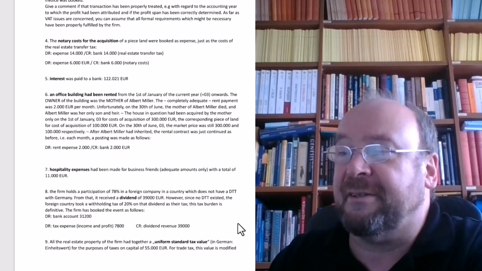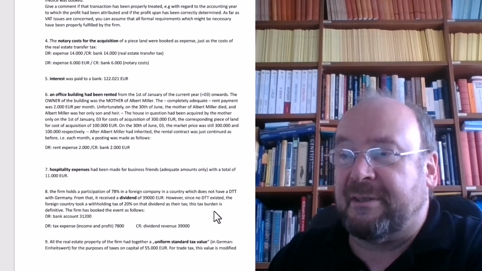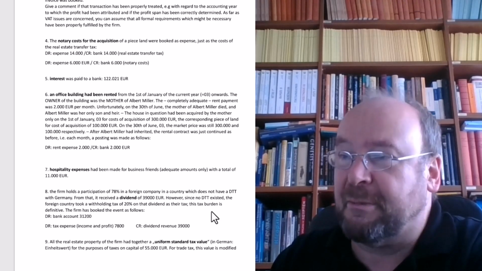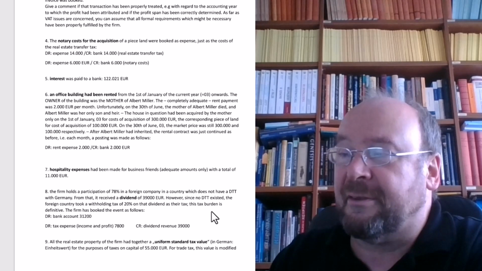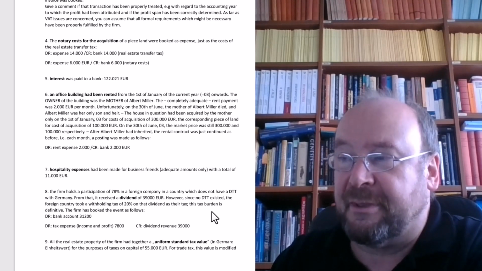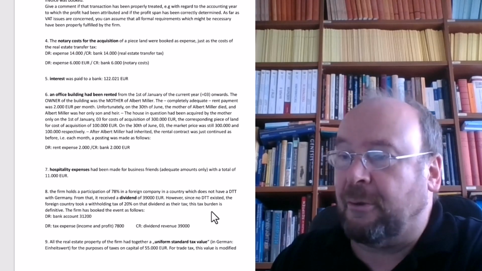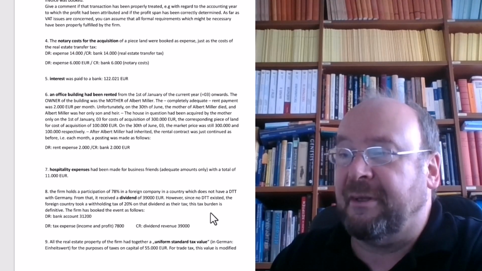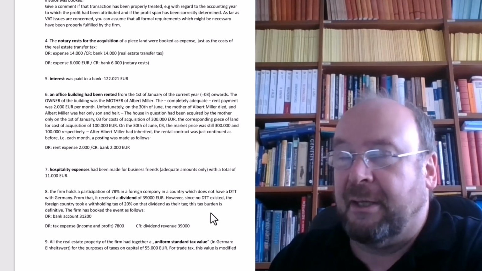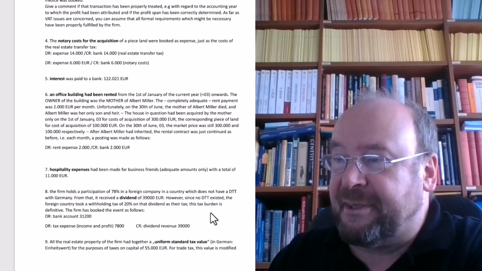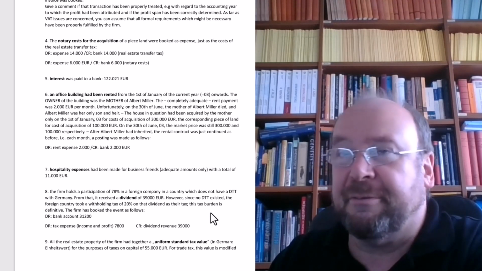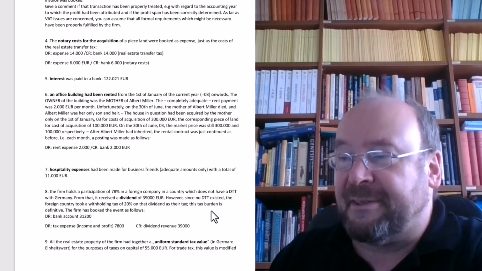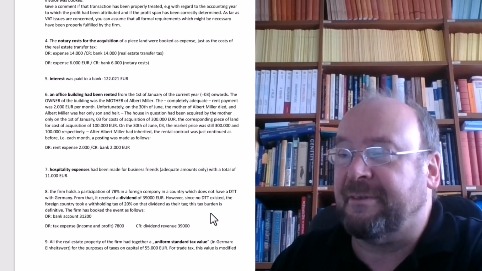The firm booked the event as follows: debit record bank account 31,200, tax expense for taxes on income and profit 7,800, and the credit record for both was dividend revenue 39,000. After all, there is also some additional information regarding the real estate property of the firm. There is something at the moment still in Germany called the Uniform Standard Tax Value, in German Einheitswert, for the purposes of taxes on capital and trade tax and other things, 55,000.